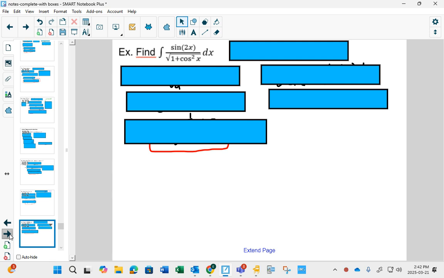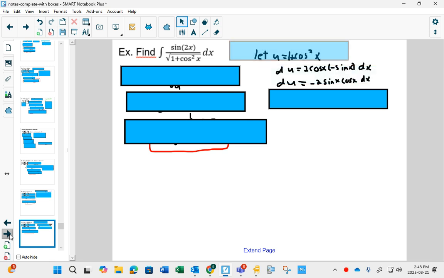Integration by substitution is very helpful for simplifying things, and it usually involves one trig function being inside of another trig function. Or one function, doesn't have to be a trig function, one function being inside of another function. So my first glance of this, I noticed that the 1 plus cos squared x is inside that square root. So I would probably think I'm going to start by making my u that and just see what happens.